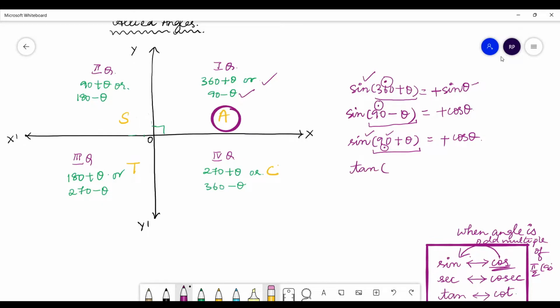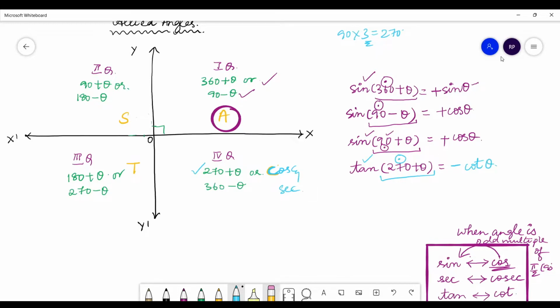Now let me take some random example. Tan of 270 plus theta. First step, see where 270 plus theta is. 270 plus theta is in the fourth quadrant. And in the fourth quadrant, only cos and its reciprocal secant are going to be positive, which means tan is negative. Put a negative sign. Now see this angle. 270 is an odd multiple of 90, correct? 90 into 3 is 270, and 3 is an odd number. So since 270 is an odd multiple of 90 degrees, tan is going to change to its co-function, that is cot theta.